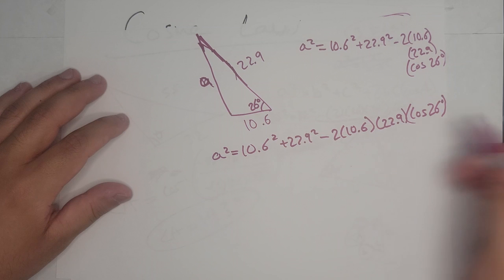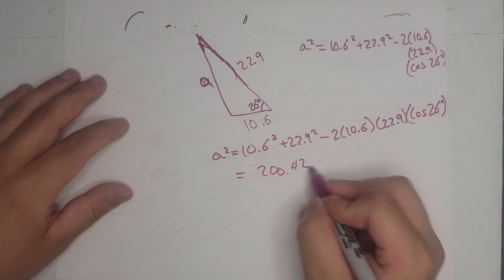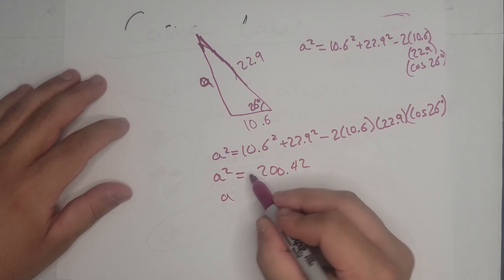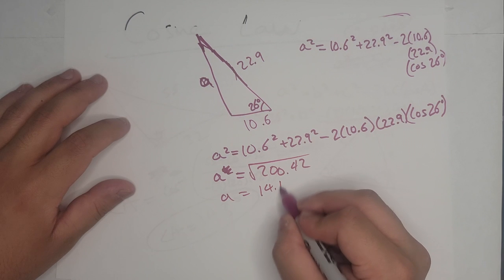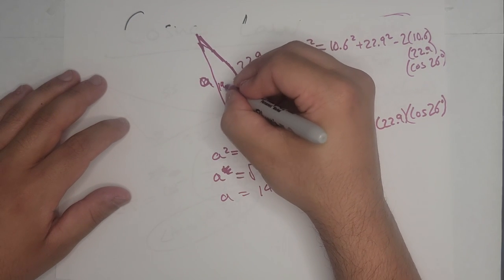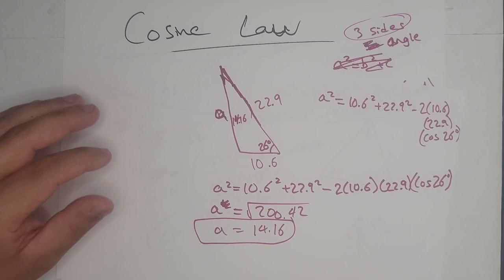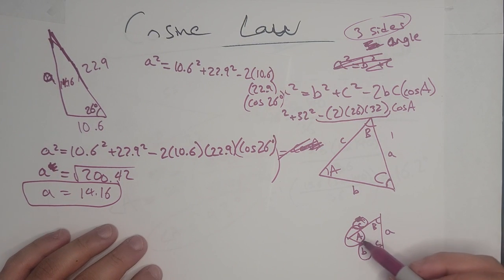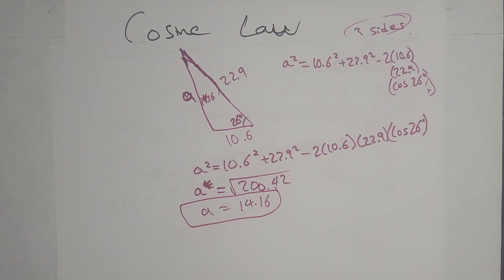Now all you have to do is solve for this. If you punch all that into a calculator, you get 200.42. And that's A squared, but A is going to be the square root of that, so you're going to get 14.16. And that's the example of us using this if we have an angle and the sides on each side of it. So yeah, that has been us using the cosine law.